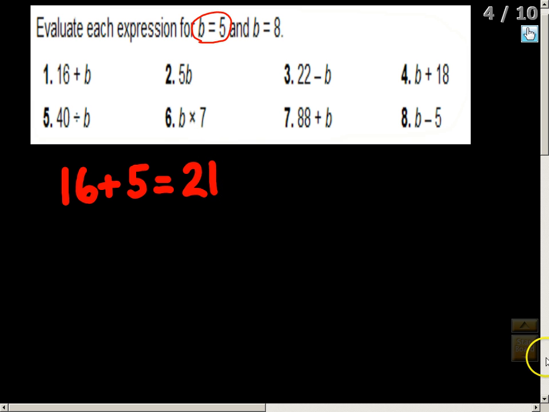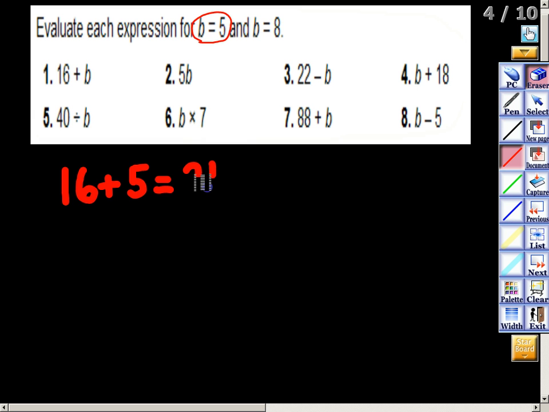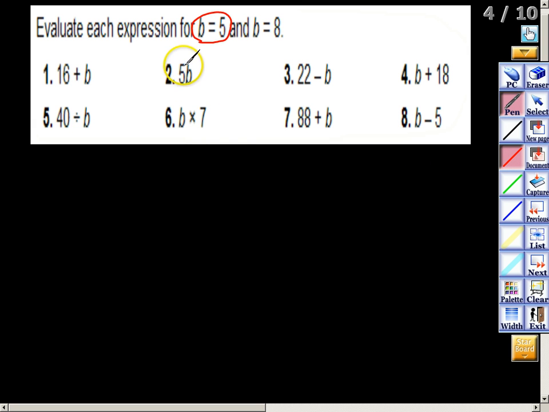Now we're going to take a look at number 2, which can be a little tricky. Whenever we're dealing with algebra, whenever there is a digit right next to a variable just like this without an operation, it's always understood that the operation is multiplication. So 5b actually represents 5 times b. We know that the variable b represents the number 5. So we're just going to write this out, plugging in the number and getting rid of that variable. 5 times 5 equals 25.